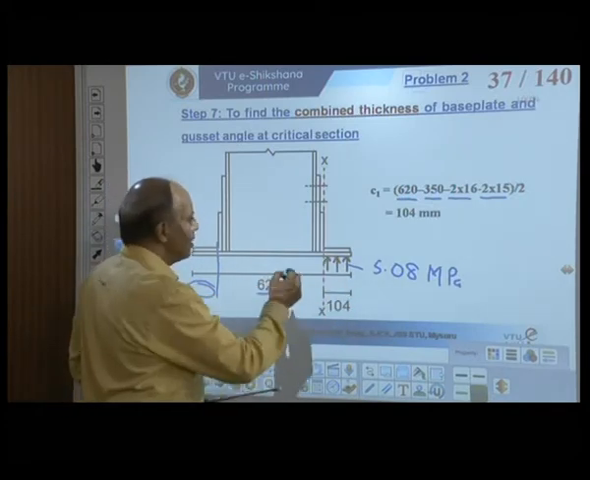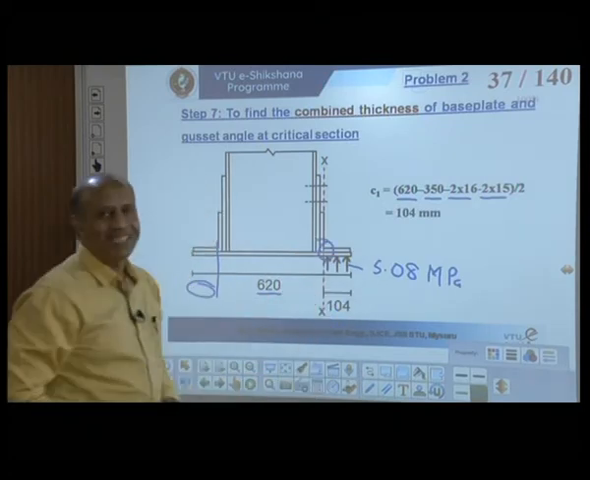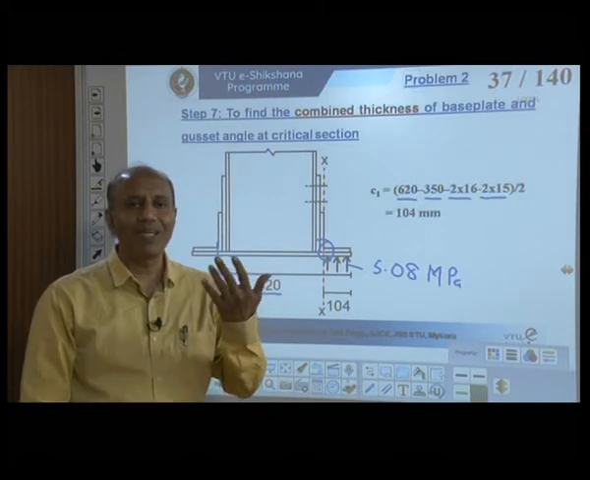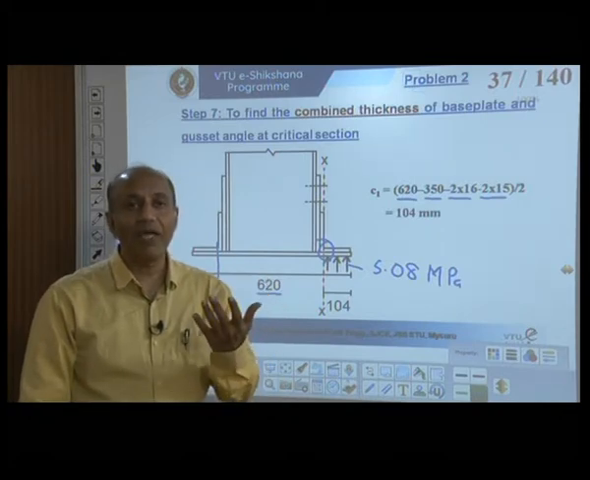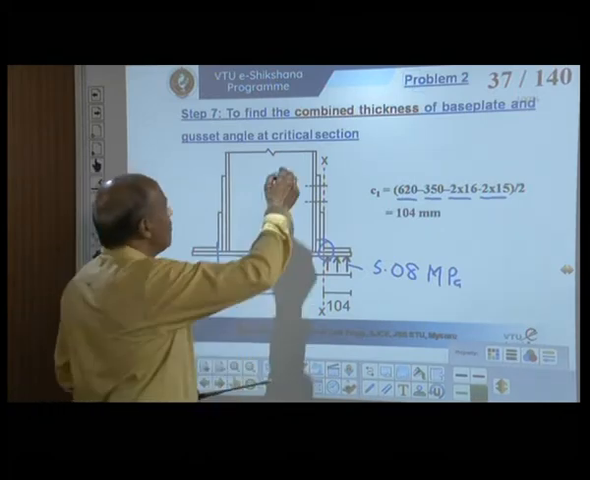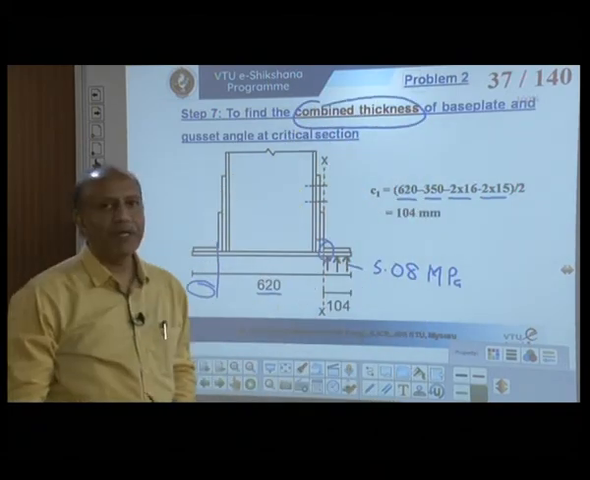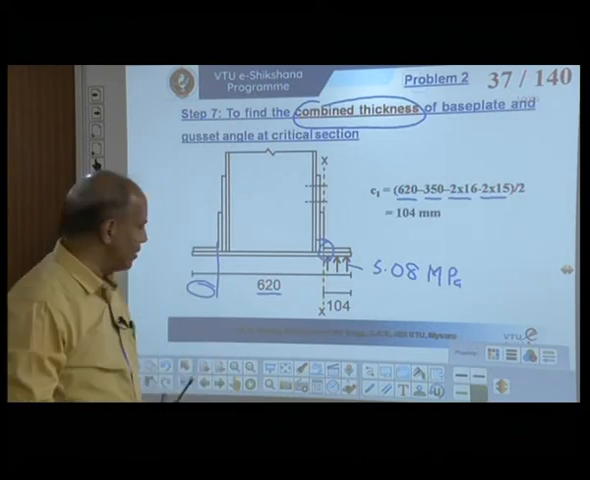Now, notice that here we have got 2 plates which are resisting this upward lift. One is the thickness of the plate and the other is the thickness of the angle. That is why we say combined thickness. What should be the combined thickness that we should have at that particular section? I hope you have understood this.